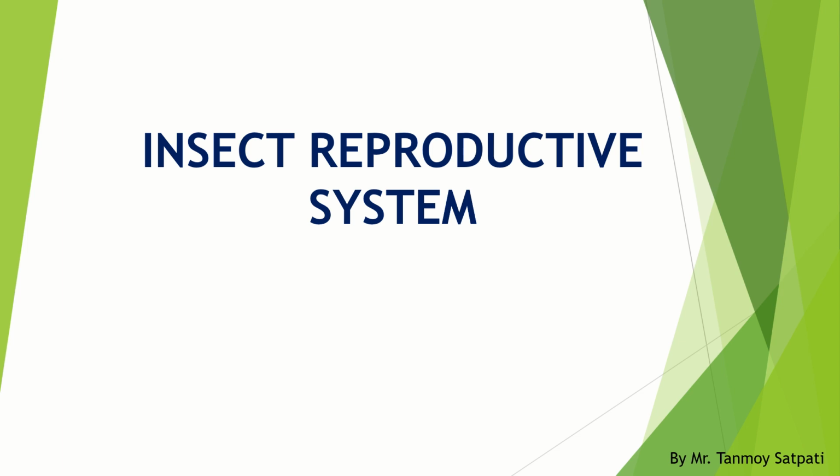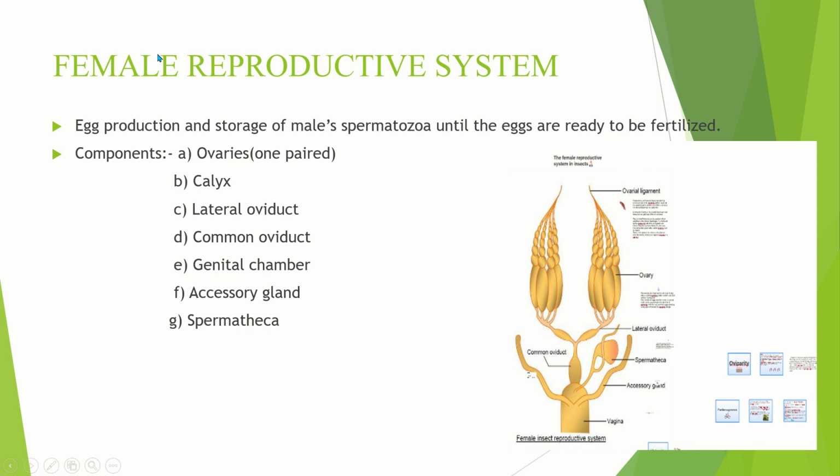First of all, the insect female reproductive system. What is the function of the female reproductive system? Basically, it produces the eggs and stores the male spermatozoa until the eggs are ready to be fertilized. There are different components: the ovaries, calyx, lateral oviduct, common oviduct, genital chamber, accessory gland, and spermatheca.